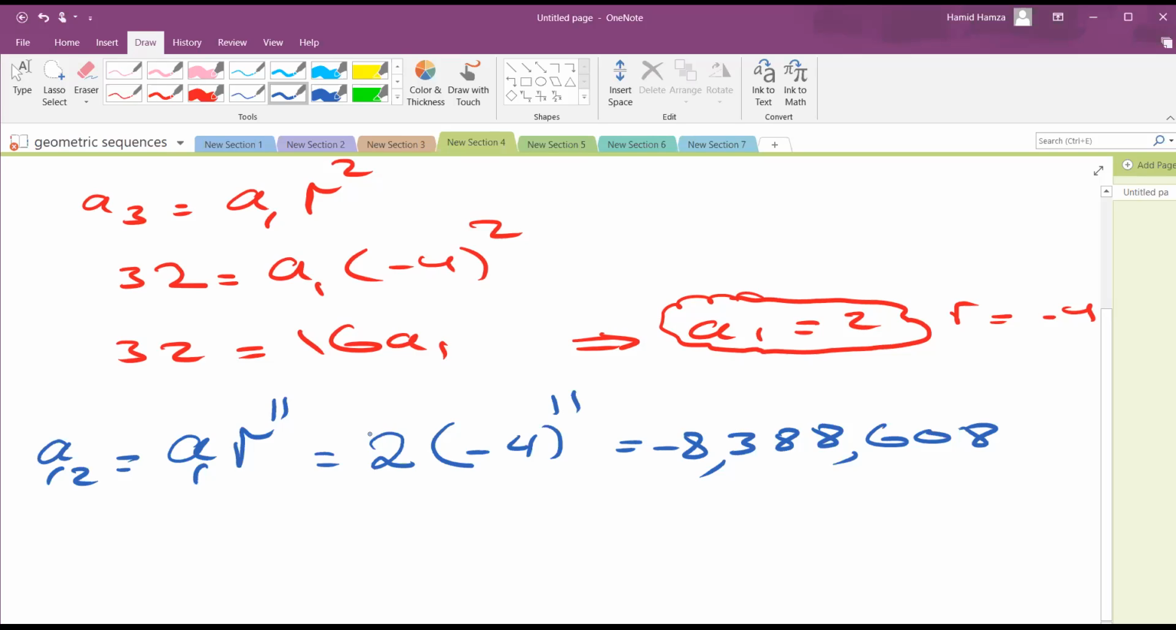Well, we noticed that the geometric sequence increases rapidly, more than the arithmetic sequence, because in geometric we increase by multiplying. So it makes a jump between a term and the next term. It increases rapidly, more than the arithmetic sequence, because the arithmetic sequence increases by adding, but this one increases by multiplying. Okay, any question?